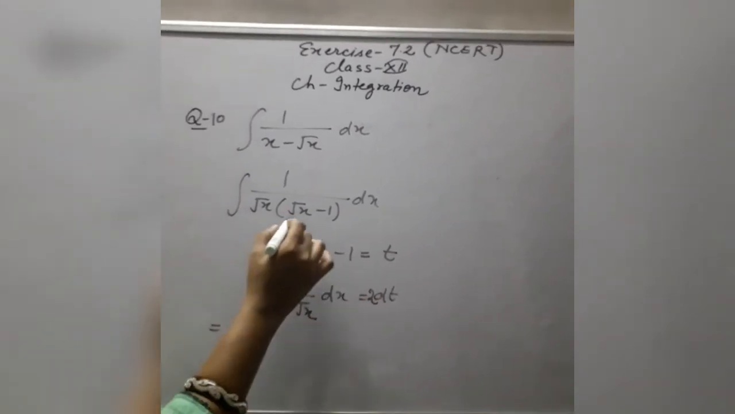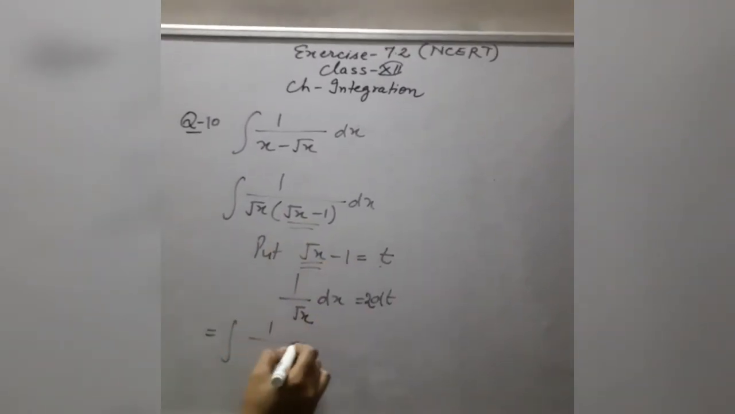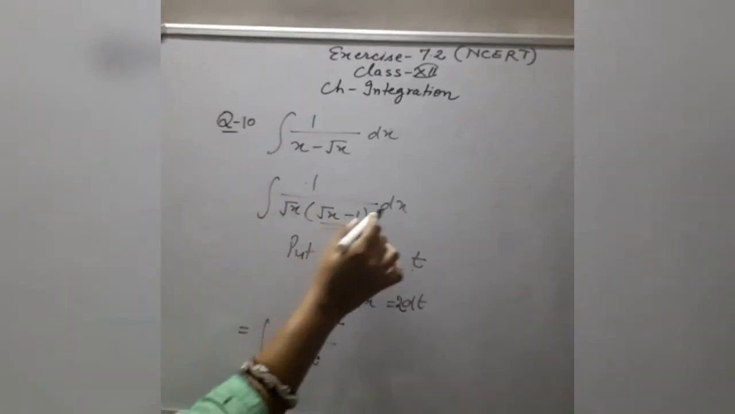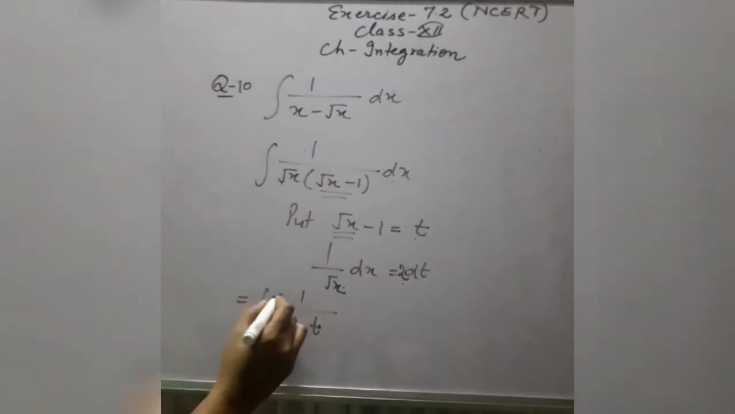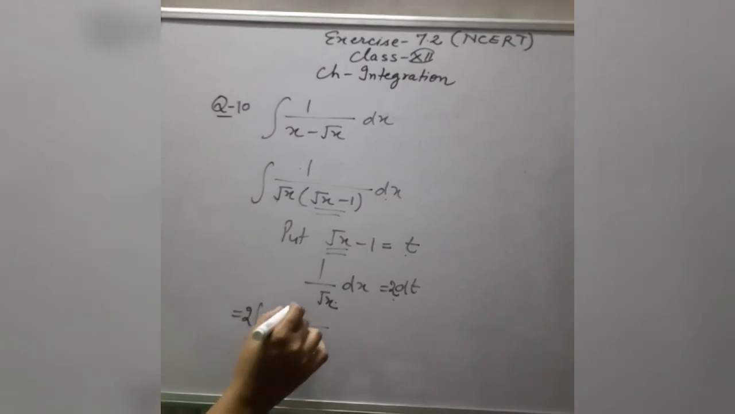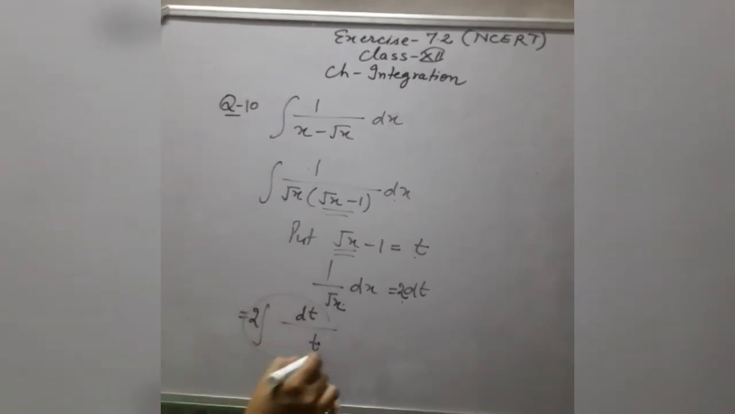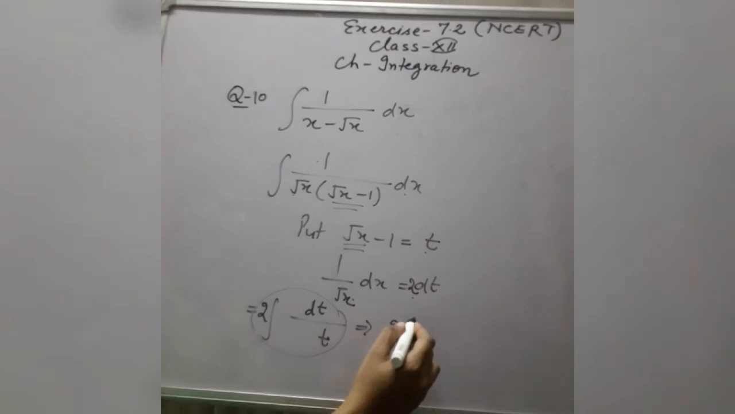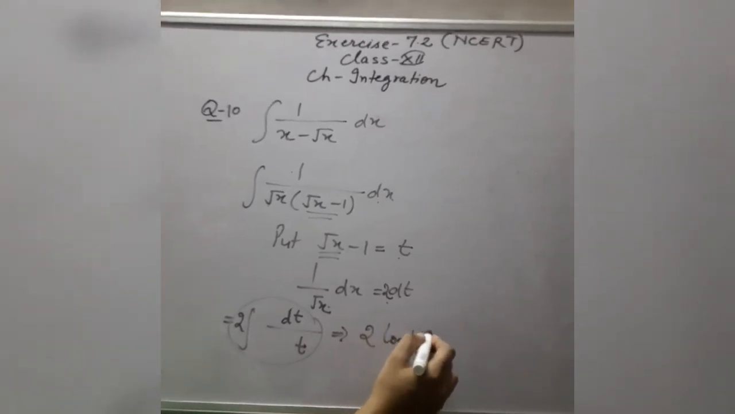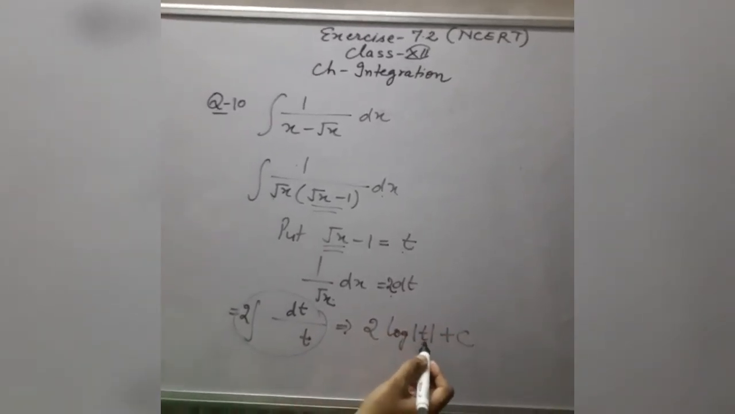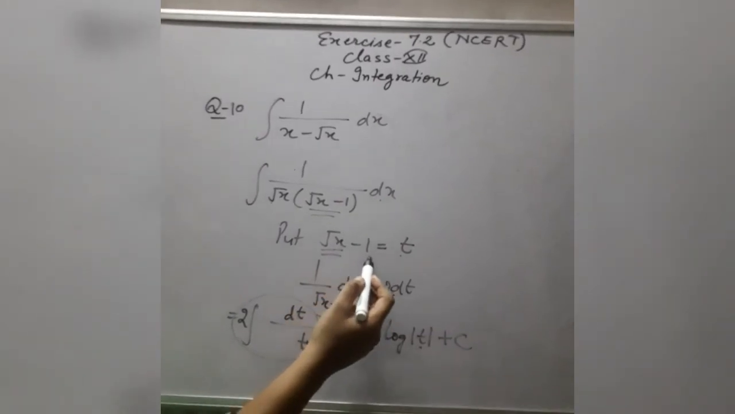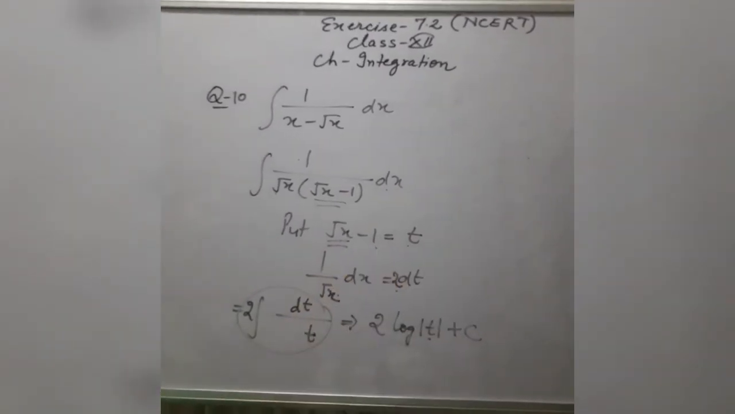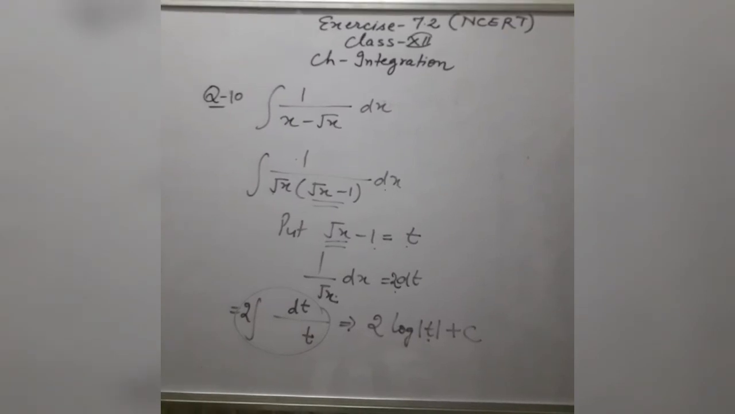Now in place of root x minus 1 write down t. In place of 1 by root x into dx write down 2 into dt. 2 is a constant term, you can take it common. Now this is the function, very easily you can integrate it. Integration is log t, and in the last step in place of t write down root x minus 1. So that's all. This is the video up to question number 10.